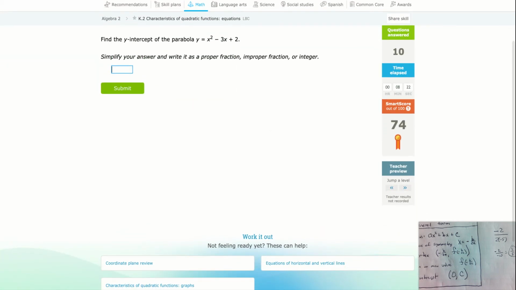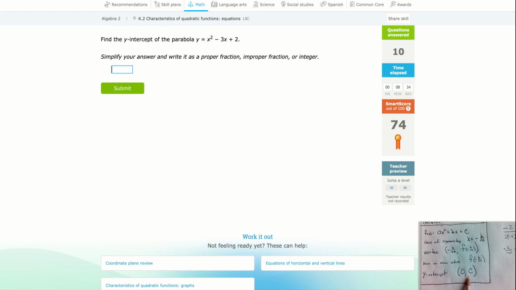Here, find the y-intercept. Oh, I love this one. The y-intercept is when I plug a 0 in for x. My y-intercept is always the c value. And right over here, if it's in general form, the y-intercept is always the c value. It's 2.